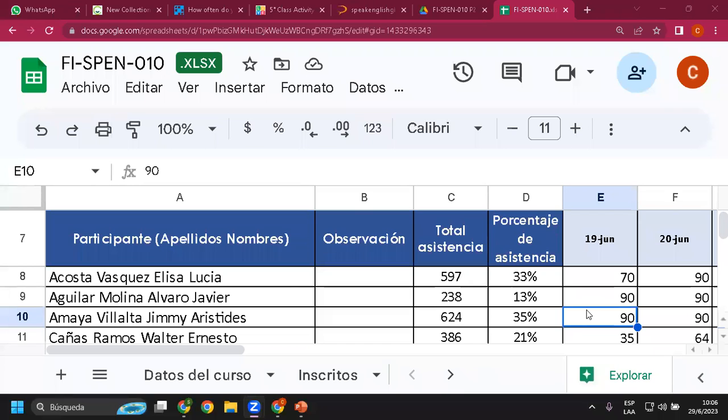Here we go. If you are with 35, 35 is the percentage that everybody must have right now. So 35, 33, or 30, it's fine. The perfect is 35. But if you have less than 35, that means that you are not getting the full percentage. Can you see it?